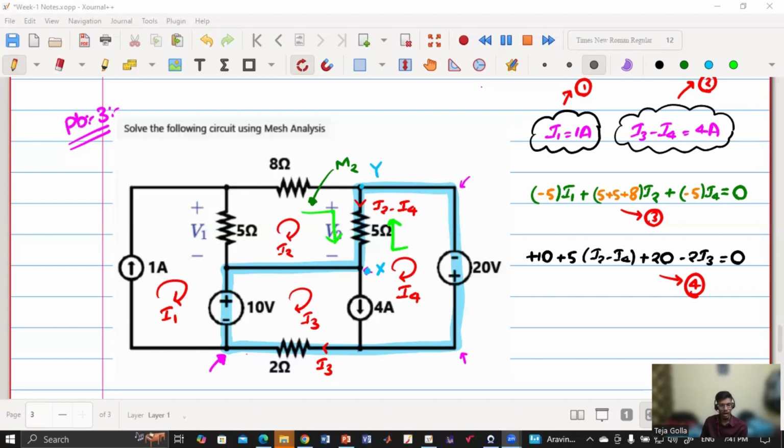See, first of all, let me come back to this point. This is the resistance, right? 5 ohm. Now, if I ask what is the current flowing in this 5 ohm resistor, what is its value in terms of I2 and I4? I2 minus I4. Okay. Say this potential is Y, this potential is X. Now what is the value of VYX?